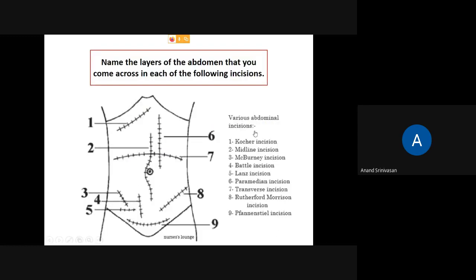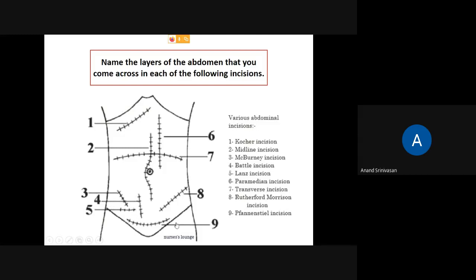These are some of the different incisions. You need not know the names of the incisions, but know what structures you go through. Say, for example, if I make an incision here, which layers of the abdomen will I pass through? Skin, the superficial fatty and membranous layers, then the anterior rectus sheath. You cut open the anterior rectus sheath, rectus abdominis, then the posterior rectus sheath, then fascia transversalis, then peritoneum.